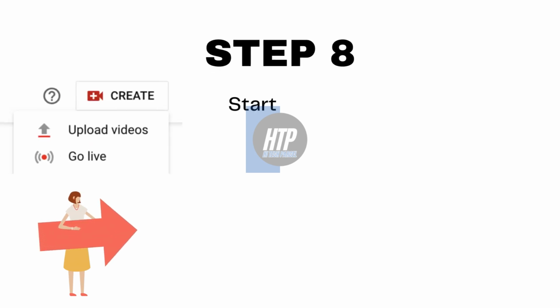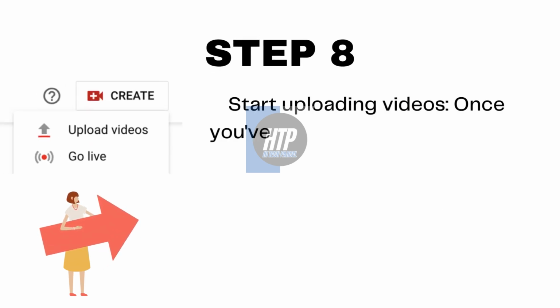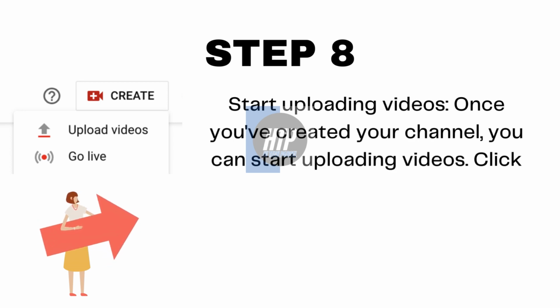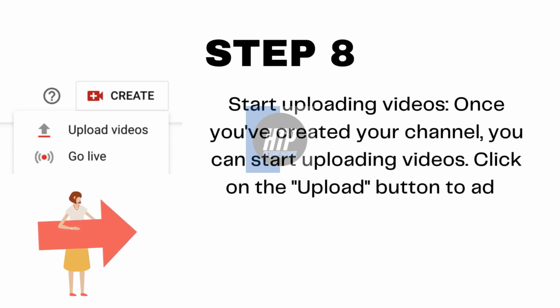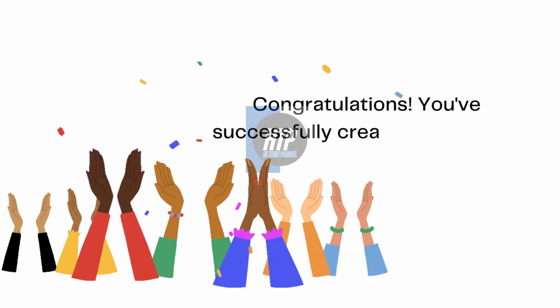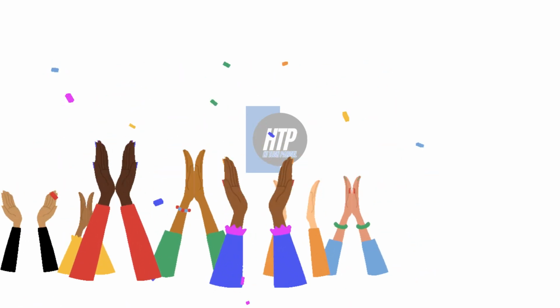Number 8. Start uploading videos. Once you have created your channel, you can start uploading videos. Click on the upload button to add videos from your computer or mobile device. Congratulations, you have successfully created a YouTube channel.